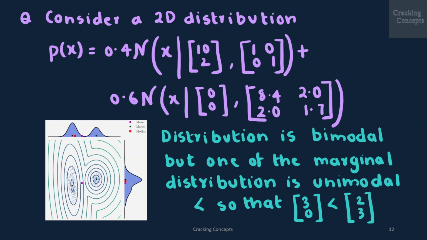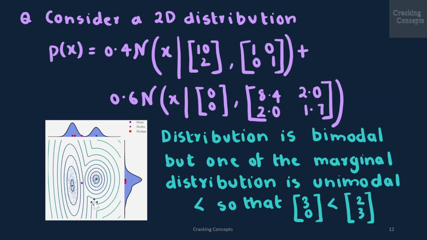Now let us consider a two-dimensional distribution, which is a Gaussian distribution, given by N of its mean and the variance, which is sigma square. Also shown here is its corresponding marginal distribution in each dimension. We can see that the distribution is bimodal, that is, it has two modes, but one of the marginal distributions is unimodal, meaning it has one mode.